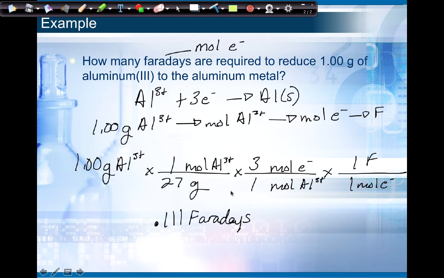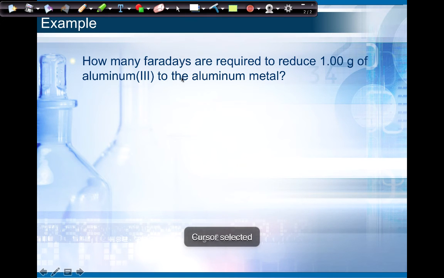For this particular problem, we didn't even need to worry about the equation Q is equal to I times T. We didn't have to worry about that this time. This one was just simply converting between aluminum and then going to moles of electrons, which is the same thing as a Faraday. All right, let's look at another example.